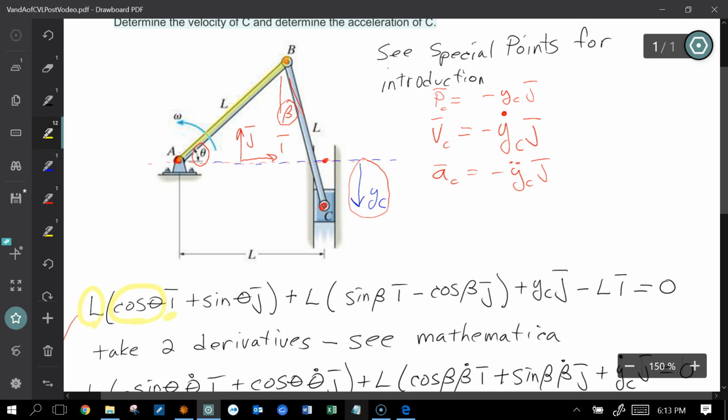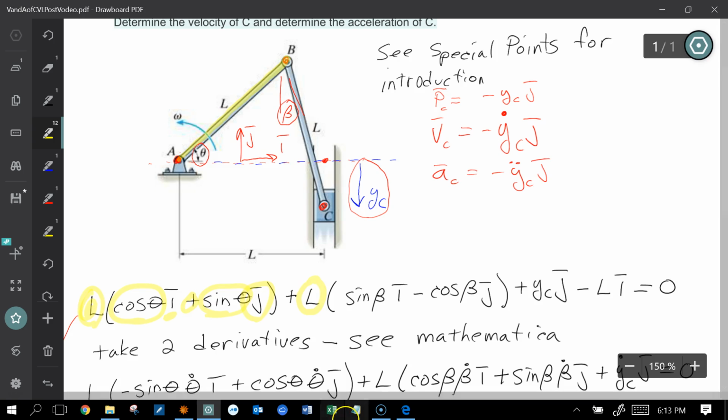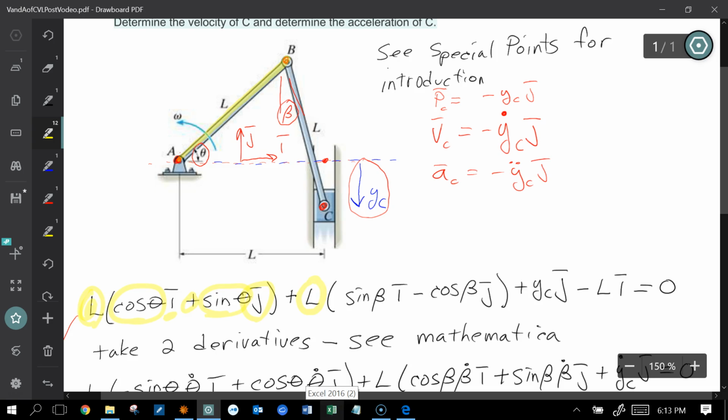I have a vertical distance. It's L sine of theta, and then going up. That's why it's a positive j. So now I'm standing on B. I want to go to C. So I'm going to walk a distance L along the mechanism. That's what I mean by walk along the mechanism. I'm going to go a distance of L. Horizontally is going to be L sine beta. It's to the right, so it's a positive i. And I'm going down a distance L cosine beta, and it's down, so it's negative j. Now I'm standing at C.